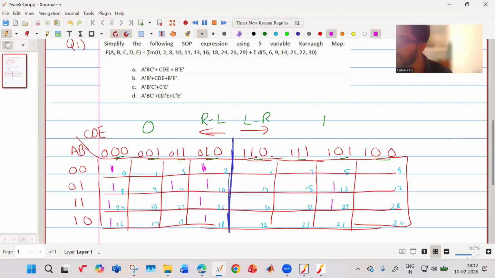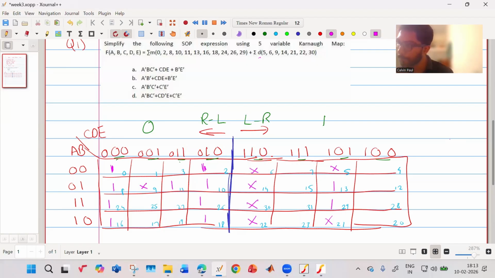This D, we have added the min terms. Now the D stands for don't care. So for don't care, we will put 5. 5 is there. Then you have 6 is there. Then you have 9 is there. You have 14, 14 is here. You have 21, 21 is here. 22 is there. And 30 is there. Okay, so all these things are added.